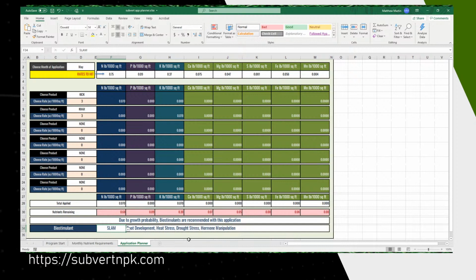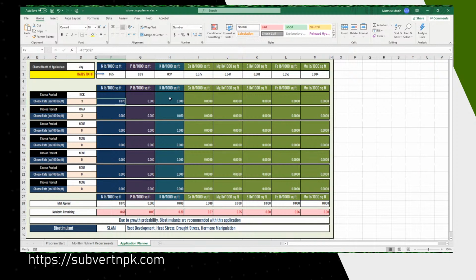So for instance, we'll say I choose SLAM. SLAM is a combination of root-promoting peptides and fulvic acid, and we include that fulvic acid to help isolate those peptides and move them into the plant more efficiently, great for the foliar absorption that's going to occur. You will see here what this would be promoting is a little bit of root development, probably some tolerance to heat and drought stress, and it also manipulates some of the hormones in the plant because of that fulvic fraction.